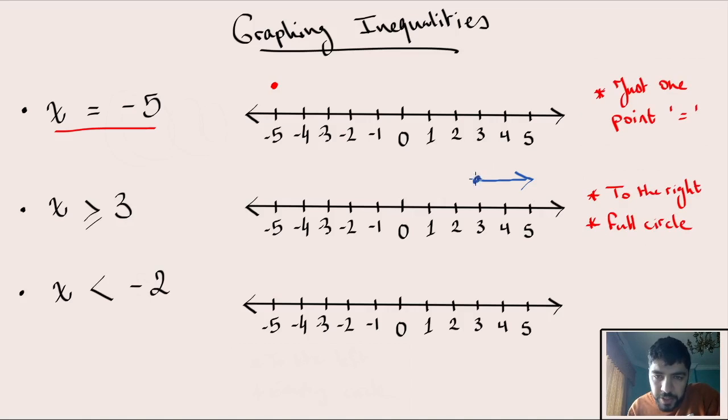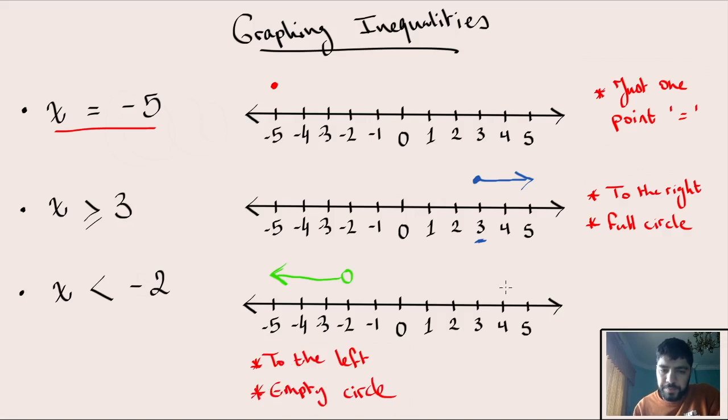And this circle is colored in, by full circle I mean it's colored in, because the value can be equal to 3. This is allowed. In the last one, we have x is less than negative 2. So we'll go to the negative 2, but notice this time that x cannot be equal to negative 2. So I can't draw a colored in circle. I have to draw an empty circle like that. And then the line is going to the left because it can be equal to anything less than that value. Okay? So it's going to the left and it's an empty circle.